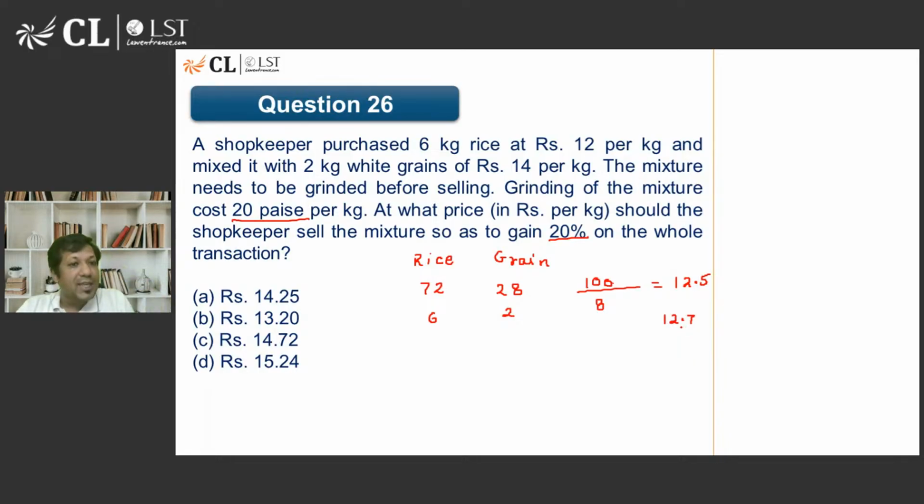So your selling price must be greater than 15, and there is only one option that gives you a value greater than 15. That's option D. So that's how you solve the question. You don't need to calculate everything. Just go with one price per kg and then add 20% on that. That's it. Nothing much to do.